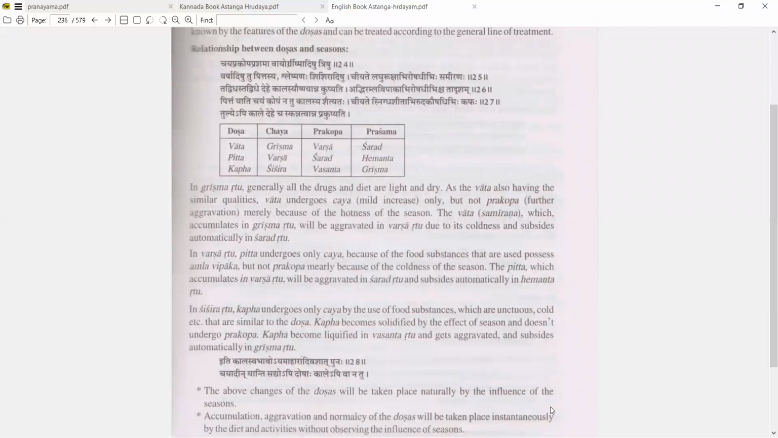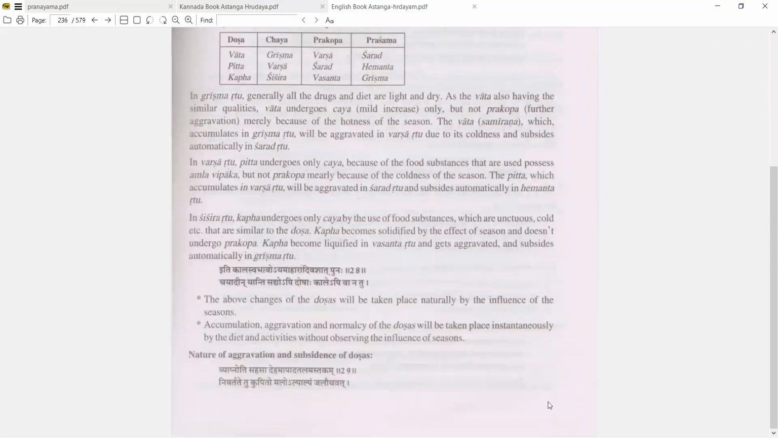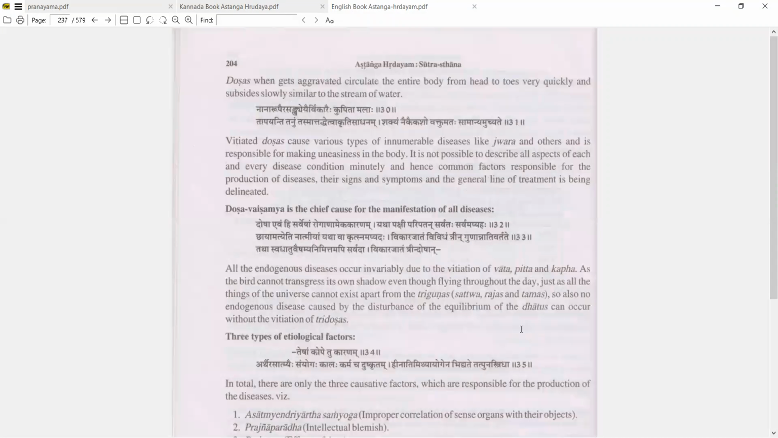Okay, let's continue. I think we are left with 5 minutes, so I think we can cover one page, Nature of aggravation and subsidence of doshas, if nobody else has anything else to discuss. Okay, Chaitraji? Yes, sir.